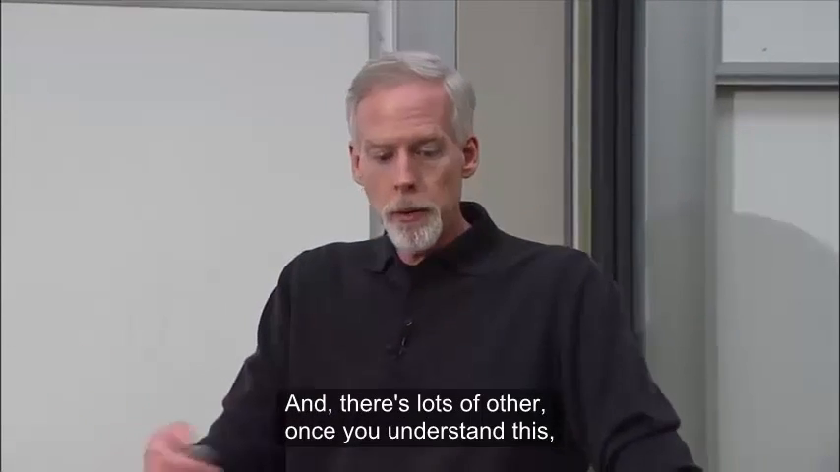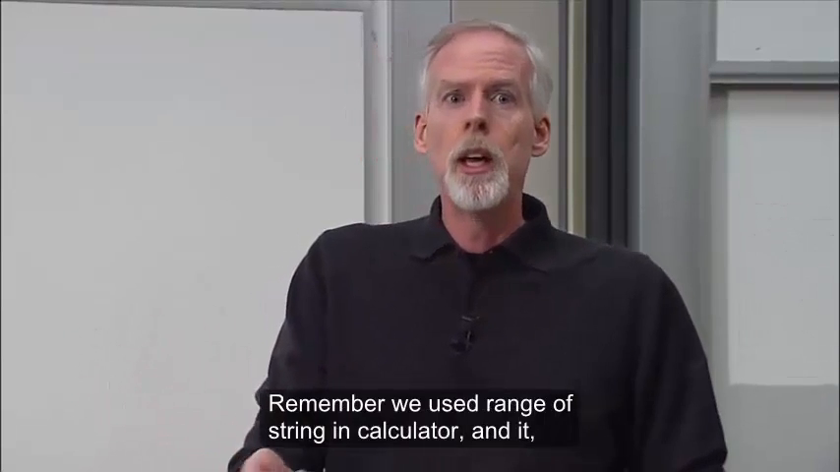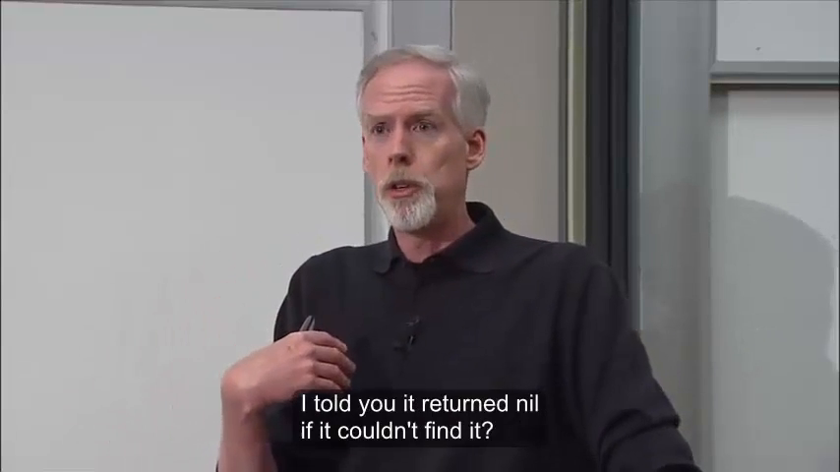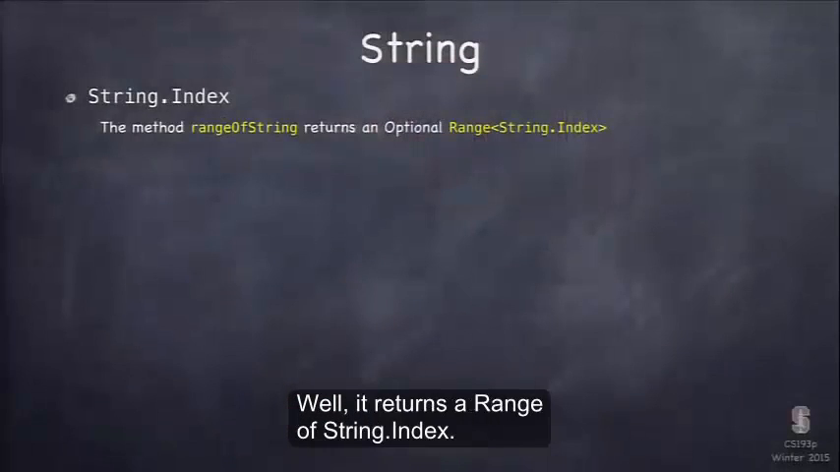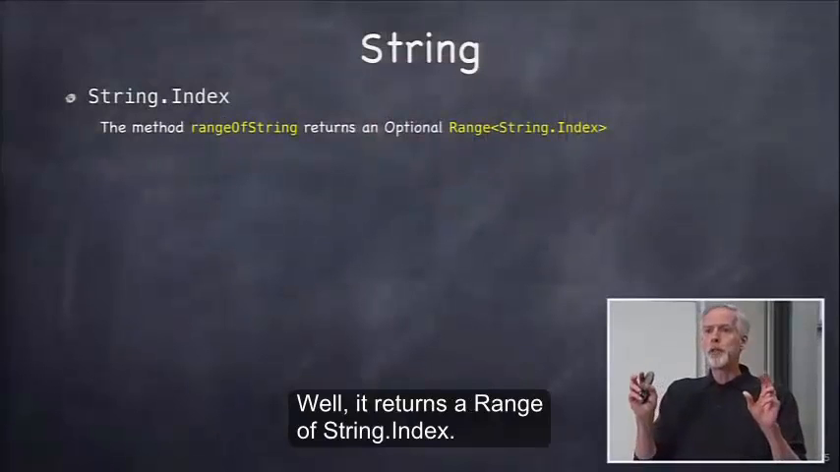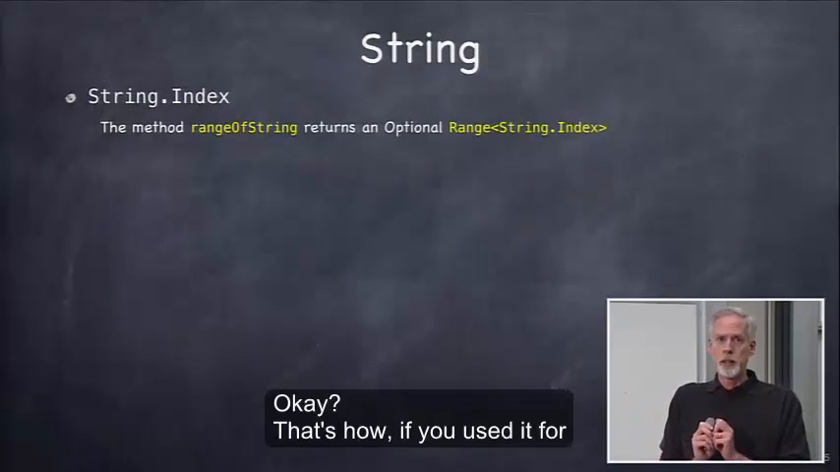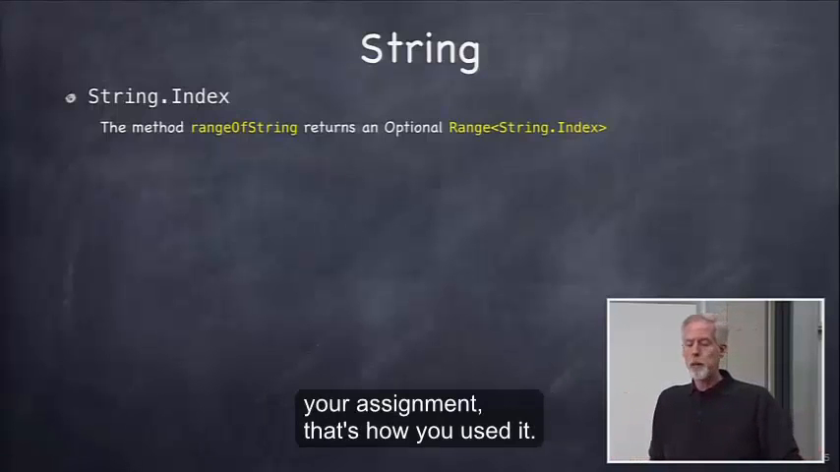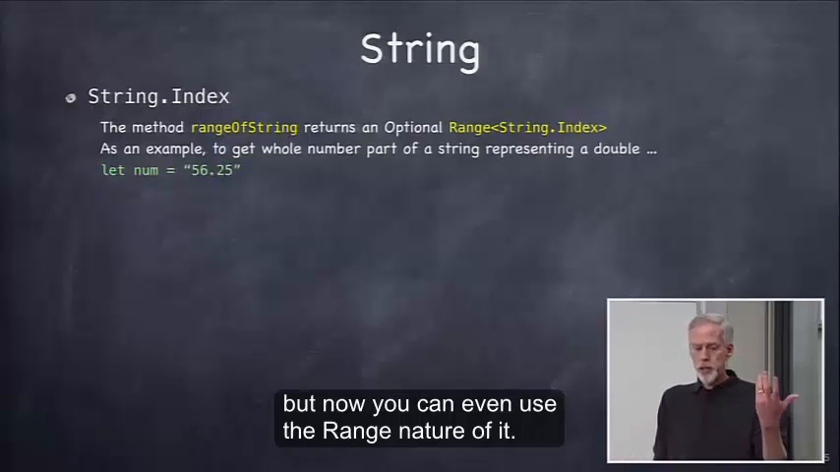Once you understand this, there are things like rangeOfString. Remember we used rangeOfString in calculator, and I told you it returned nil if it couldn't find it. Well, what does it return if it could find it? It returns a range of String.Index. Actually, it returns an optional range of String.Index. That's how, if you used it for your assignment, you used the optional nature of it, but now you could even use the range nature of it.